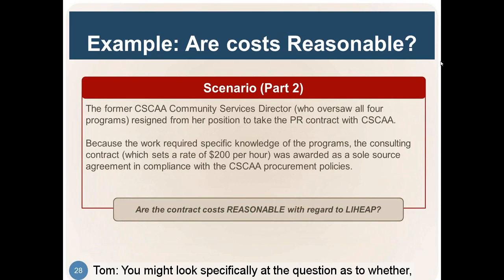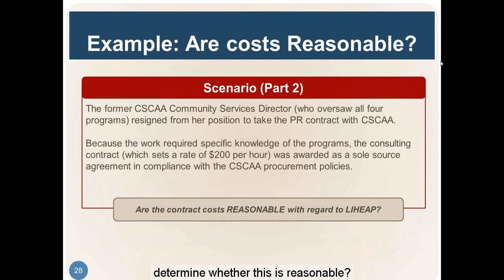You might look specifically at the question of whether, for example, the contracted rate of $200 per hour is reasonable. And you'll recall that one of the criteria for reasonableness is whether it is comparable to area market prices. So what information would you need to determine whether this is reasonable?